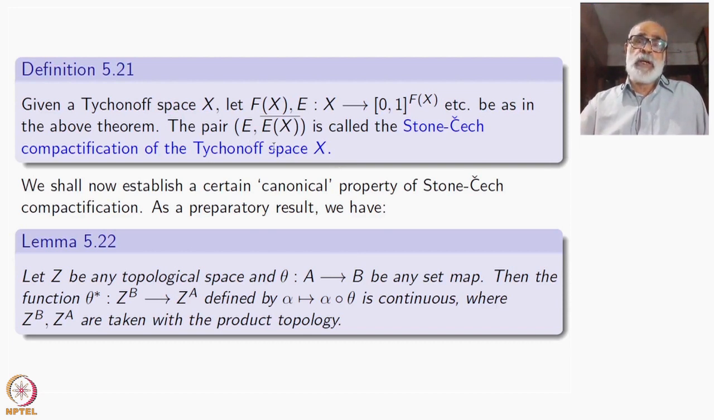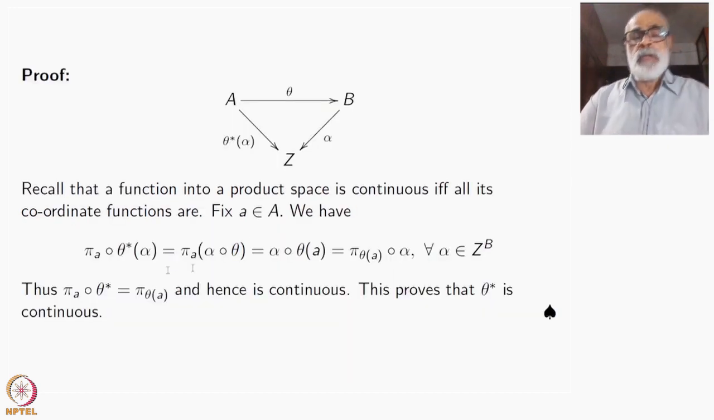However, we have this elaborate definition wherein we don't forget the embedding. If the embedding E is different, then we don't call it the same compactification. It is necessary that this is an embedding. If you change the embedding, it may be called a different compactification. That is all. We shall now establish a certain canonical property of the Stone-Cech compactification. I will explain the word canonical a little bit later. As a preparatory result, we have this lemma.